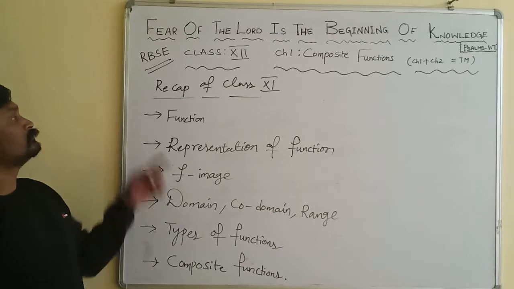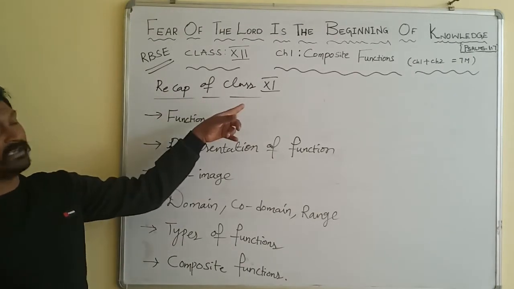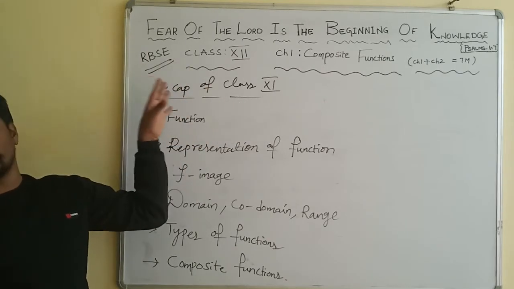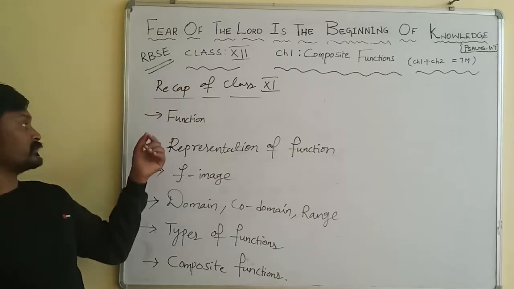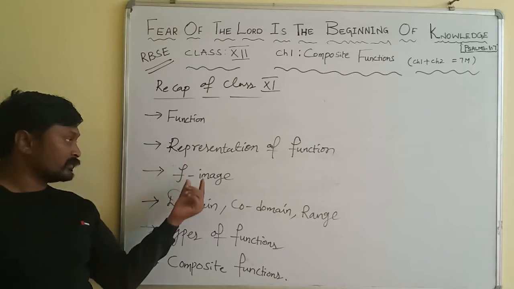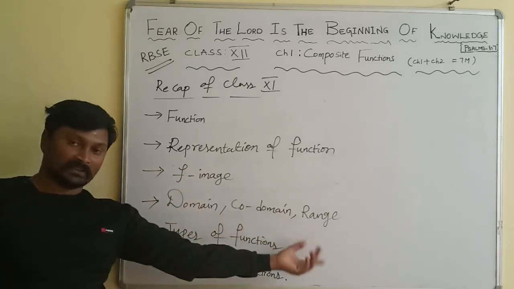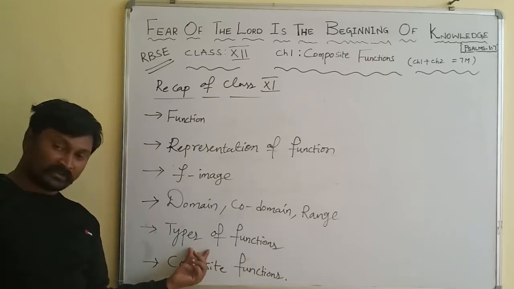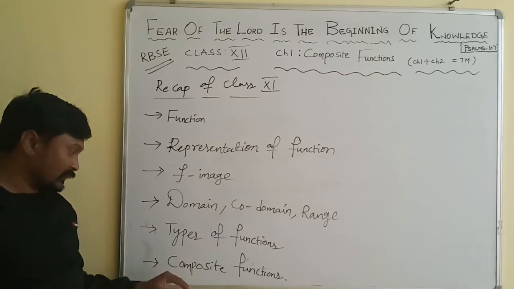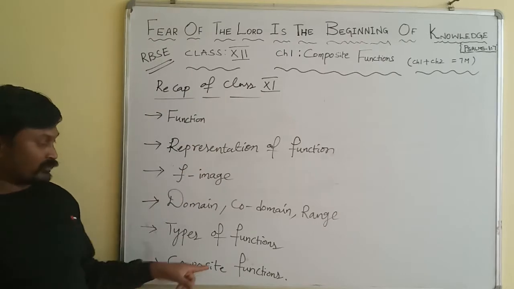Right. So again we are going to discuss the recapitulation of your class 11, which means we just recapture. What did you learn in the class 11 same chapters? You learned what is a function, what is the representation of a function, what is F image, domain, codomain, range, and types of functions. There are many types of functions that we'll discuss in detail later. And at last, our chapter named composite functions.